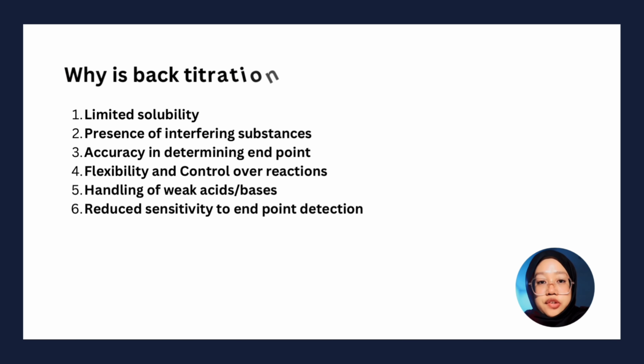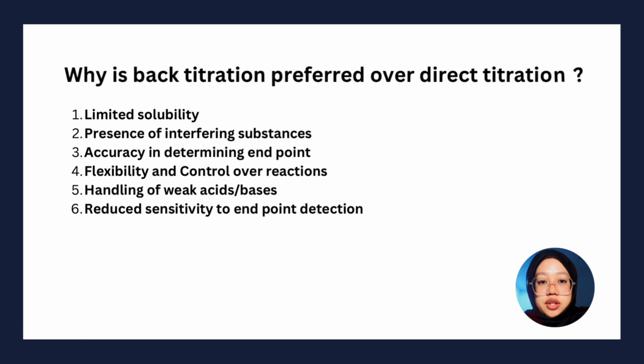Why is back titration preferred over direct titration? There are 6 factors. First, limited solubility. Second, presence of interfering substances. Third, accuracy in determining the endpoint. Fourth, flexibility and control over the reaction. Fifth, handling of weak acids or bases. And the last one is reduced sensitivity to endpoint detection.